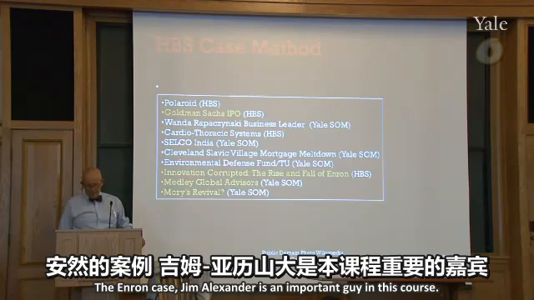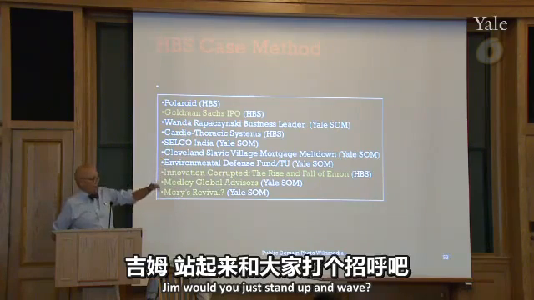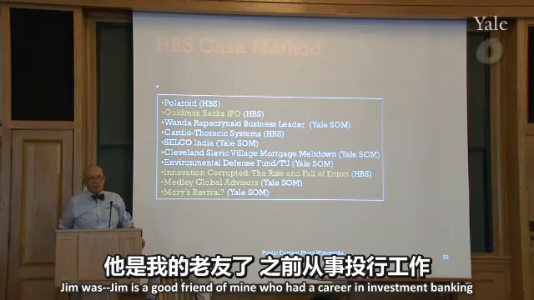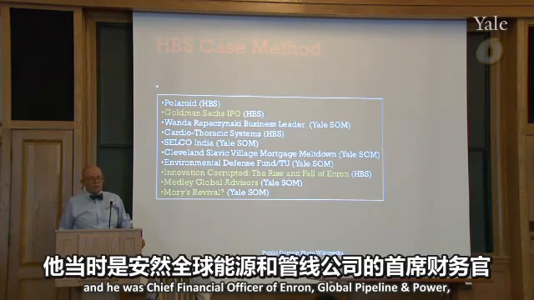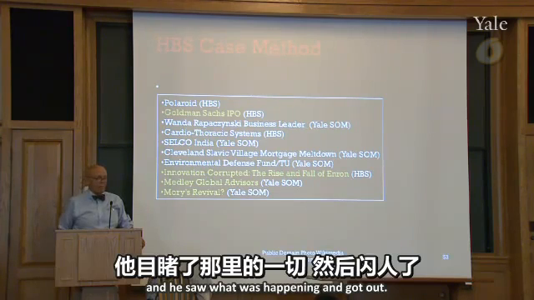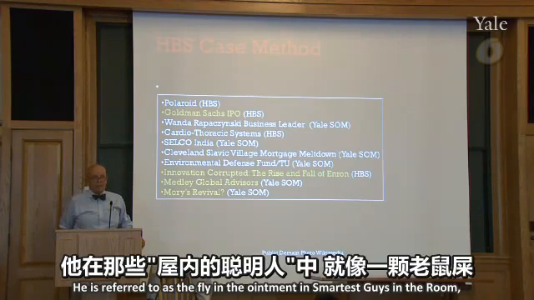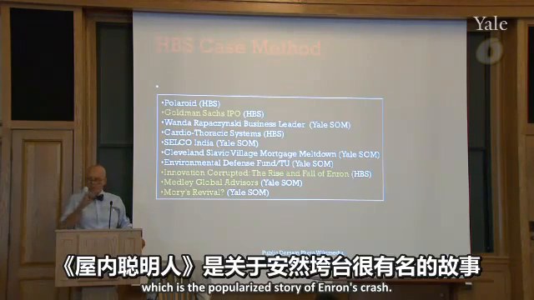The Enron case. Jim Alexander is an important guy in this course. Jim, would you just stand up and wave? Jim is a good friend of mine who had a career in investment banking and then at Enron. And he was chief financial officer of Enron Global Pipeline and Power. And he saw what was happening and got out. He is referred to as the fly in the ointment in Smartest Guys in the Room, which is the popularized story of Enron's crash.